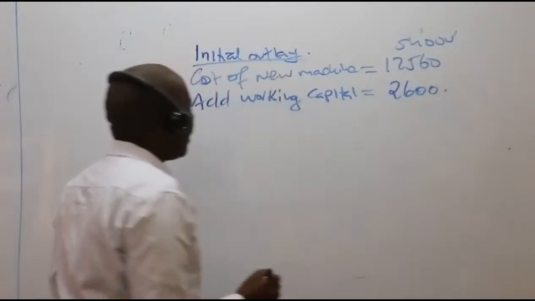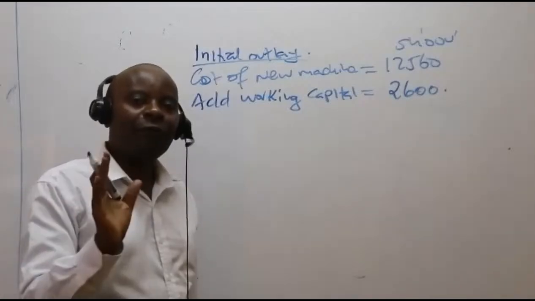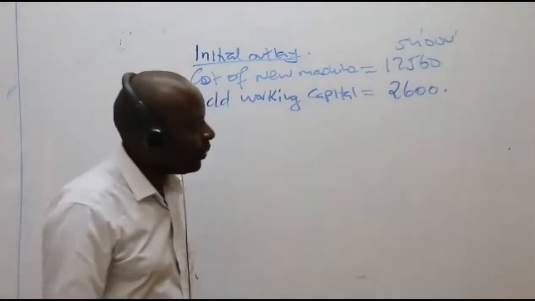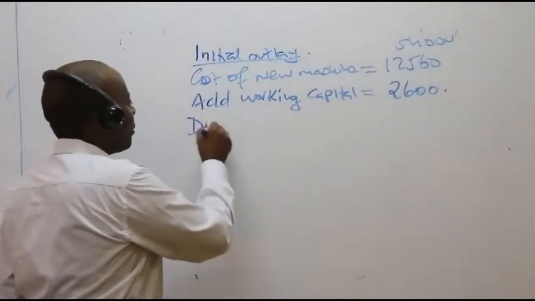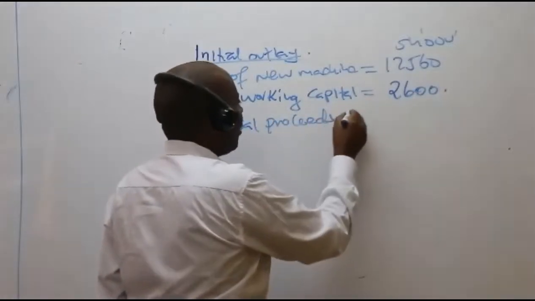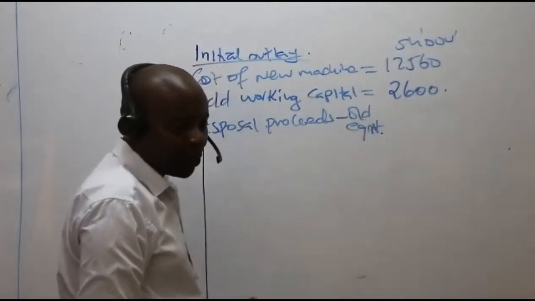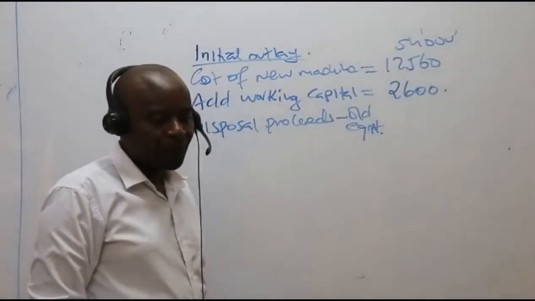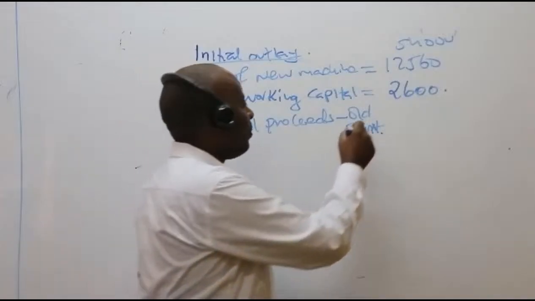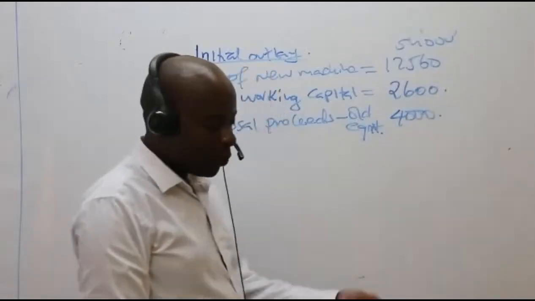Now, ladies and gentlemen, remember initially, should we decide to replace this equipment today, we are going to get some relief. We're going to get some money out of selling our old equipment. So in this case here, come and give us disposal proceeds. Old equipment. Is there anybody who is able to see the disposal proceeds of the old equipment? Old equipment disposal proceeds is how much? 4,000. Okay, let me stop recording a little bit.